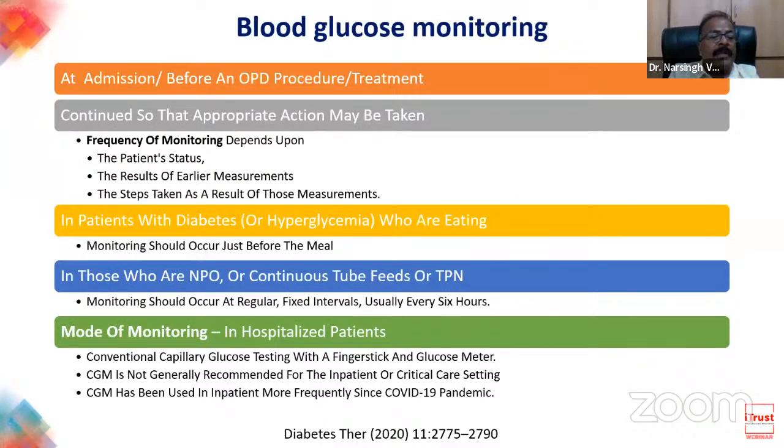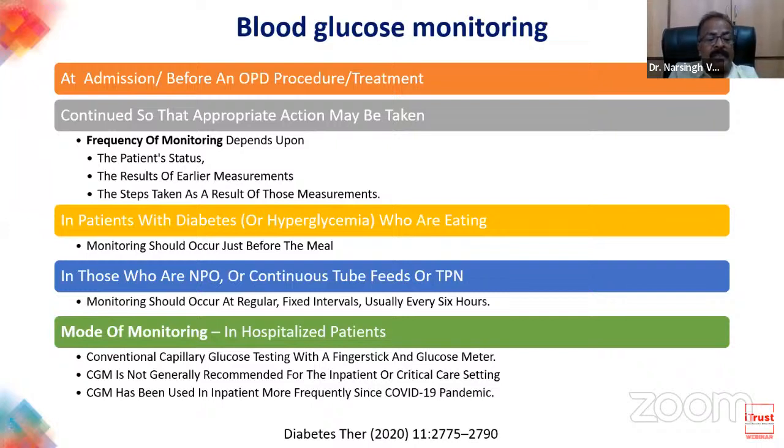Monitoring is very important at admission, before an OPD procedure or treatment, and should be continued so that the appropriate action can be taken. The time and frequency of monitoring depend upon the patient status, the result of the earlier measurement, and the steps taken as a result of the management.